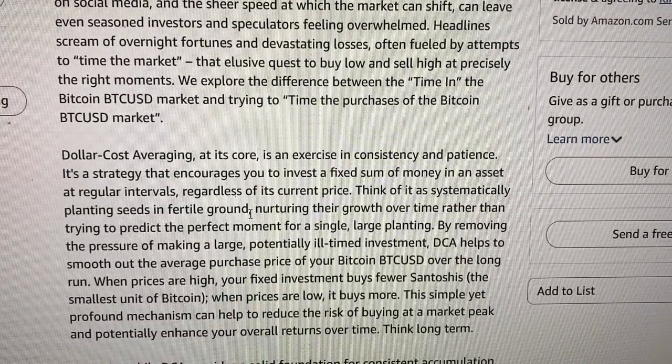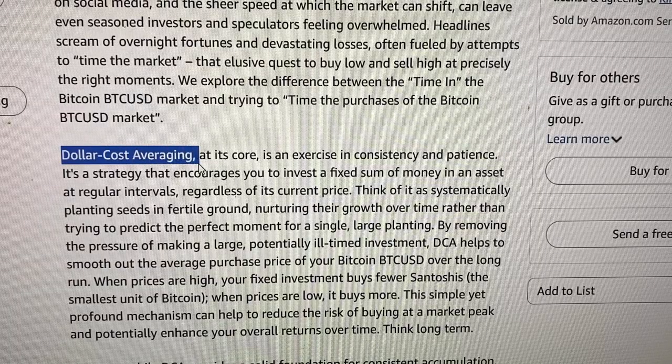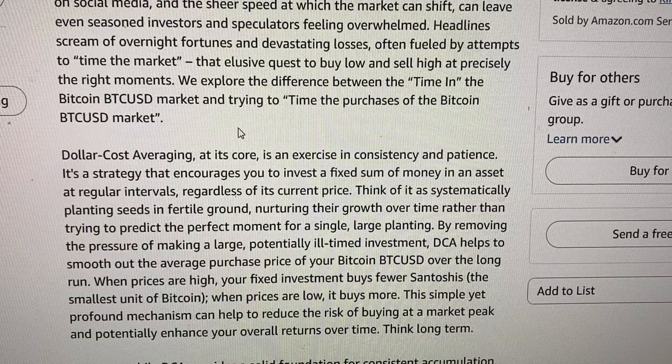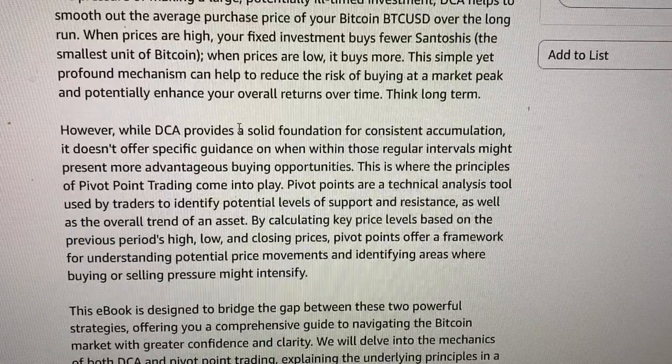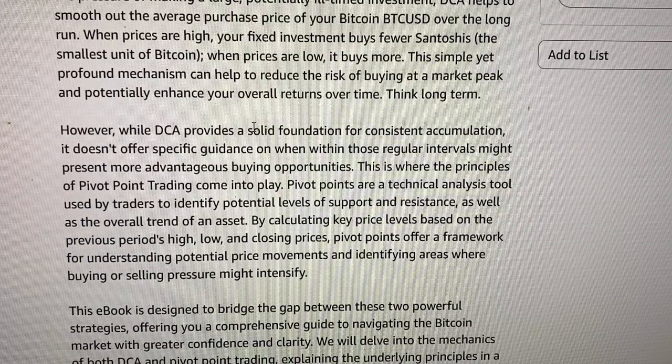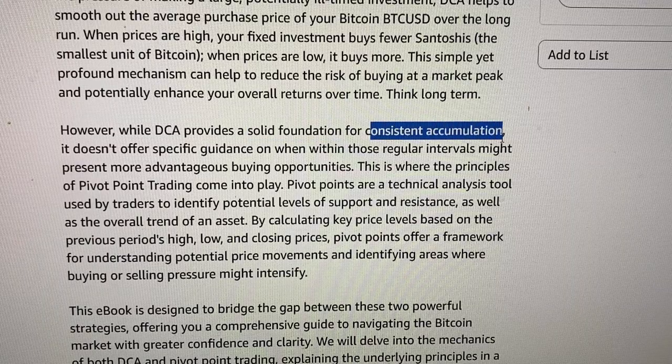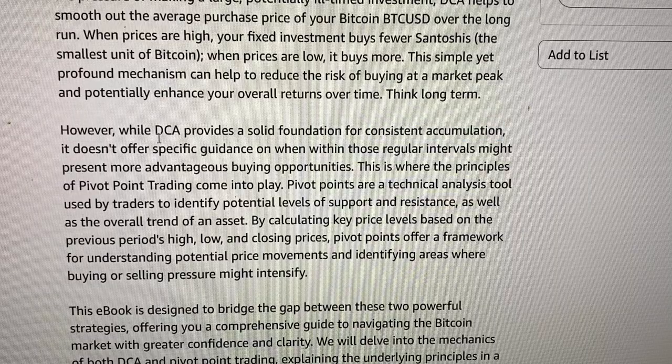So dollar cost averaging, DCA, you learn how to dollar cost average. I teach you how to do so. Again, it's not financial advice. This is info only, just for education. And I also teach you the dollar cost average. It gives a solid foundation for consistent accumulation of Bitcoin, but it doesn't offer specific guidance as to when those regular intervals might present more advantageous times to pivot.